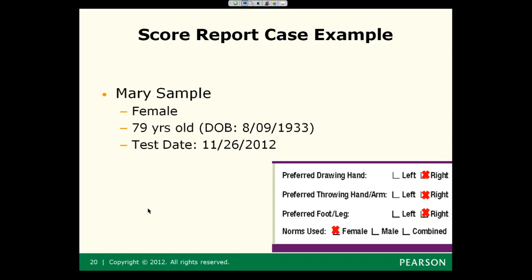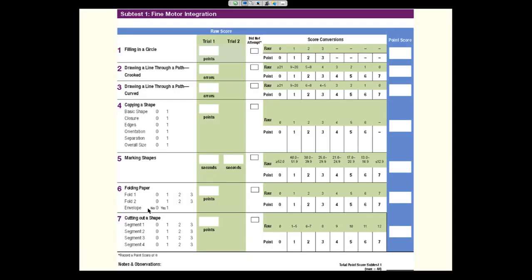So what I'd like to do is start here with Mary. She is a female, 79 years of age, and we tested her in November of last year. She was right-handed, preferring her right hand for throwing, drawing, and also with her foot and leg, and we used the female norms for comparison.